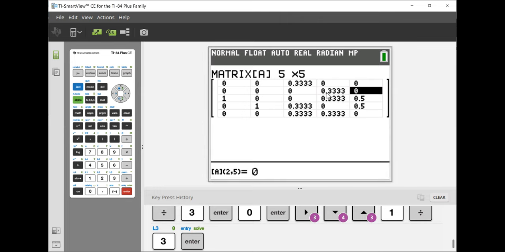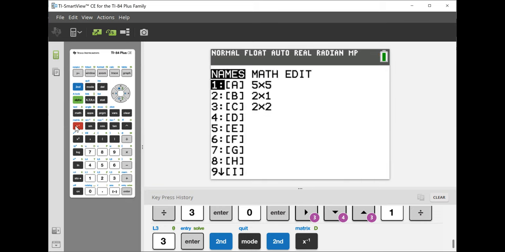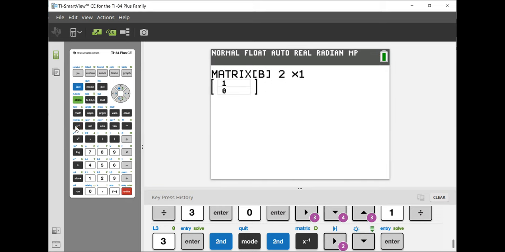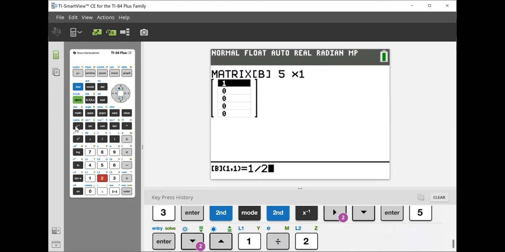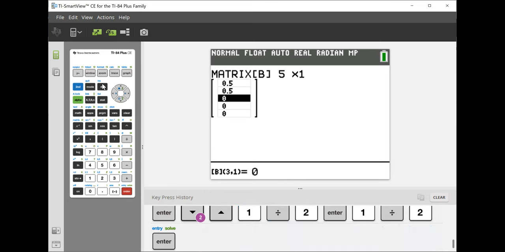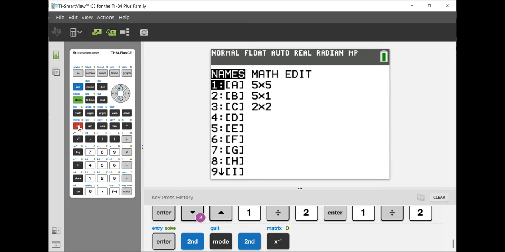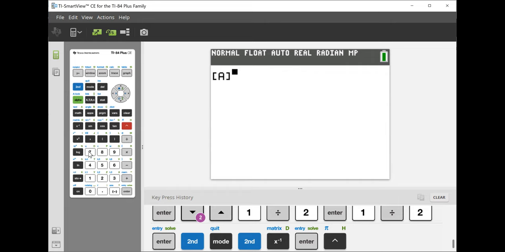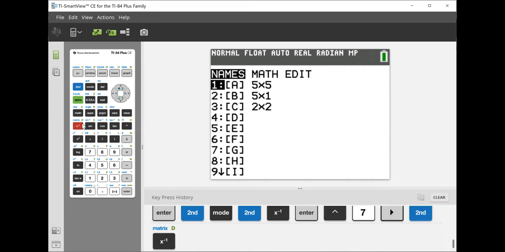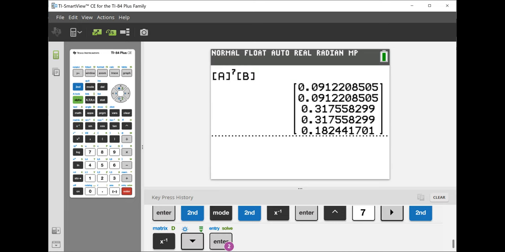Okay, so this is now a stochastic matrix. All of these columns add up to 1. This vector, we're in state 1 or state 2 with equal probabilities. And now we'll take A, we'll raise it to the 7th power, we'll multiply it by B, and here's our probability distribution. And to answer the specific question we were asked, the probability that we end up in state 5 is 0.182, give or take a little rounding error.